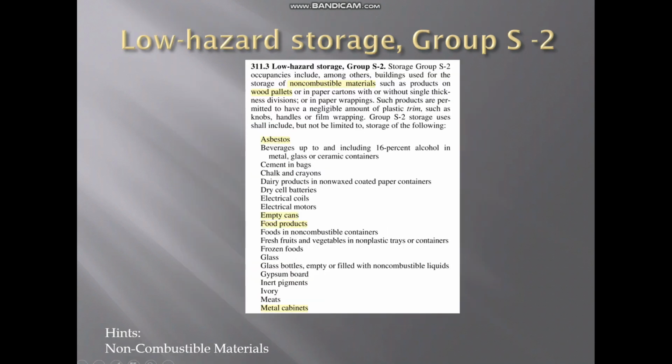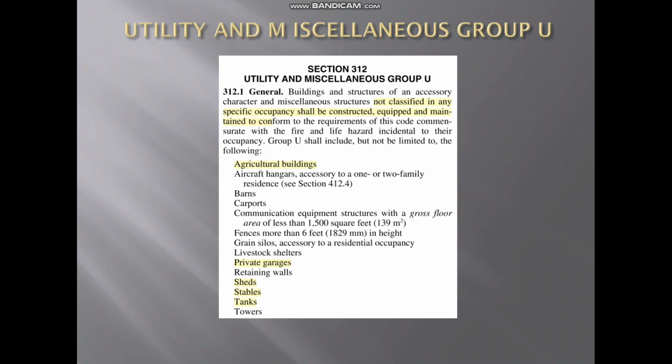Group 2, that is low hazard. It's non-combustible material like asbestos, then some food products, non-combustible containers, the metal cabinets, glasses. So these non-combustible materials come under low hazard group S2. Then there is the utility and miscellaneous group.